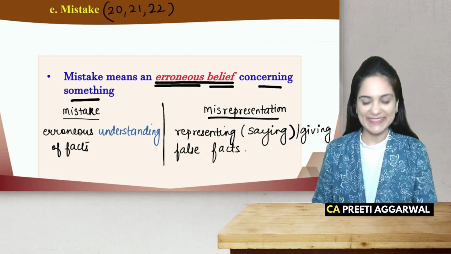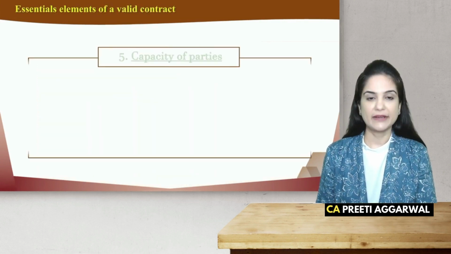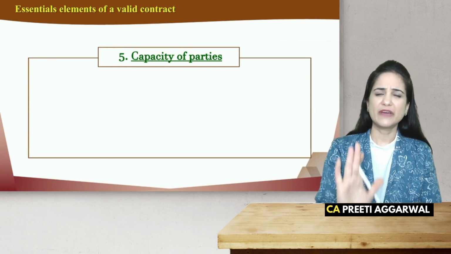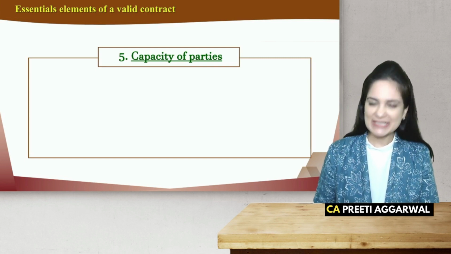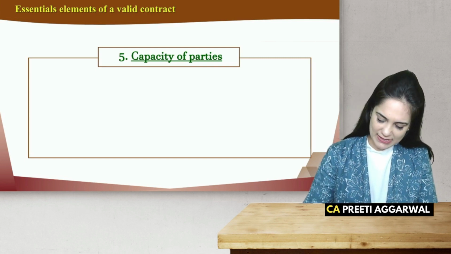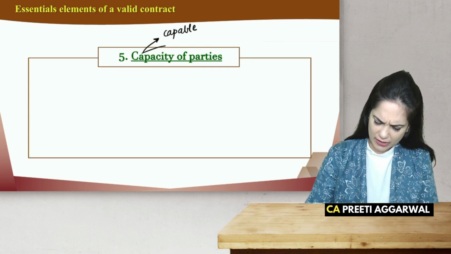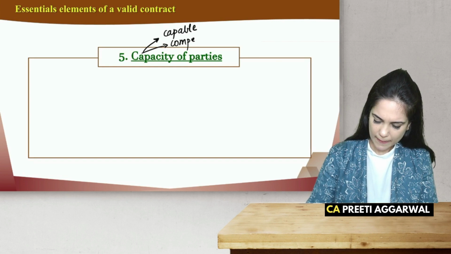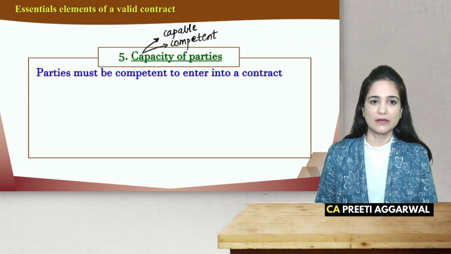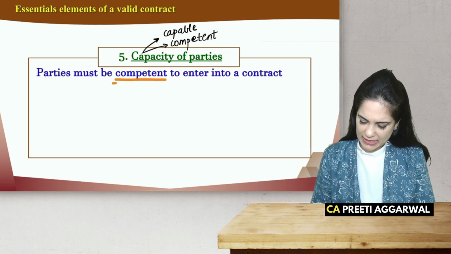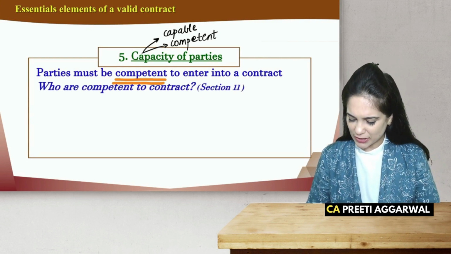Very good. Done with the writing. Okay, now let us proceed. The next element is that parties must be capable of entering into the contract. Now, who are capable? That is given under section 11. Capacity actually means who are capable of entering into contract. Are they competent to enter into contract? Parties must be competent, that is capable of entering into contract.